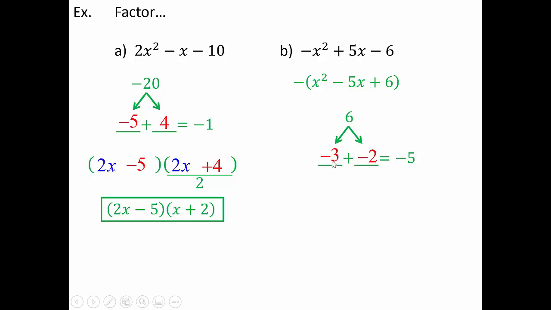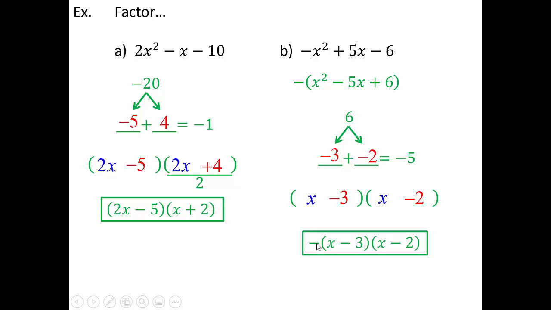Those factors would be negative 3 and negative 2. Going to the double bubble, the A term is x squared, drop the square, put the x on both, and then negative 3 and negative 2 go in the other part. X minus 3, x minus 2 is not my final answer. The fully factored answer would also have to include the negative that's out front. So that would be my final answer.